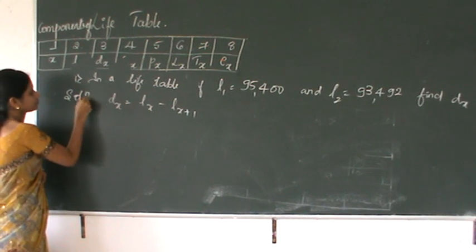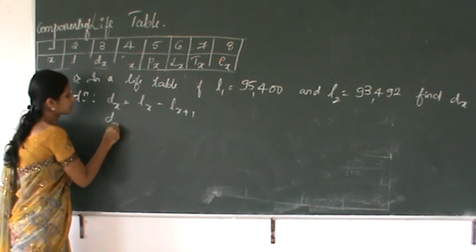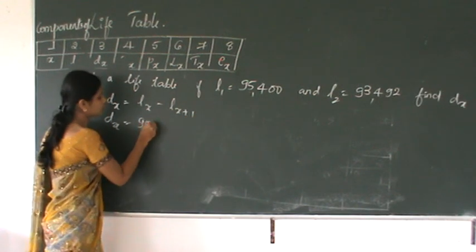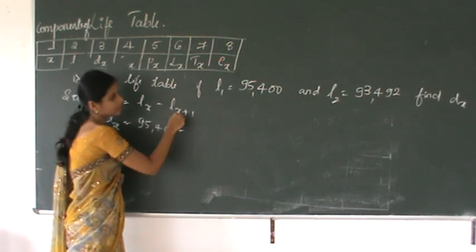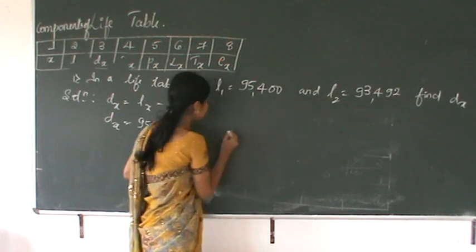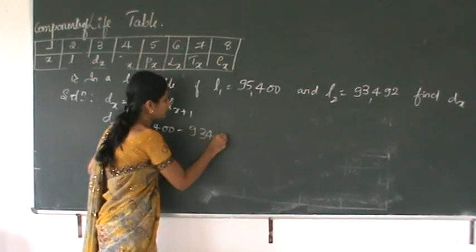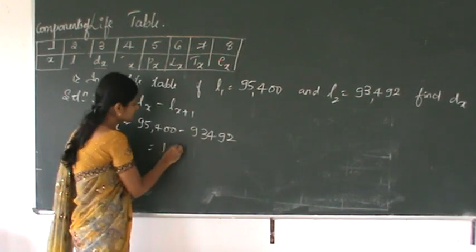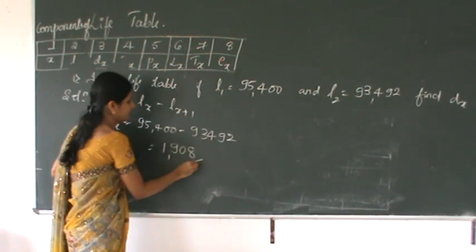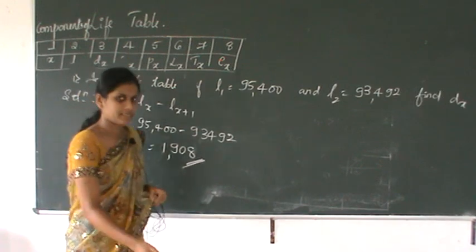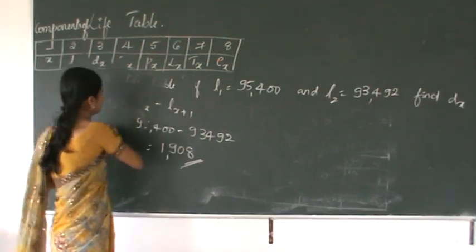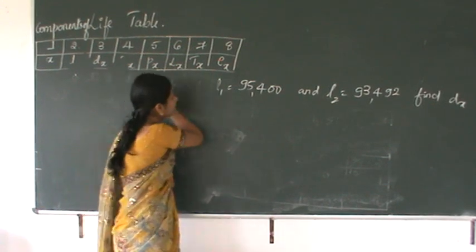Solution. Now dx is equal to Lx, that is L1, which is 95,400, minus Lx plus 1, that is L2, which is 93,492. The answer comes to 1,908. So this is dx. One more problem we will solve, a simple problem like this one.